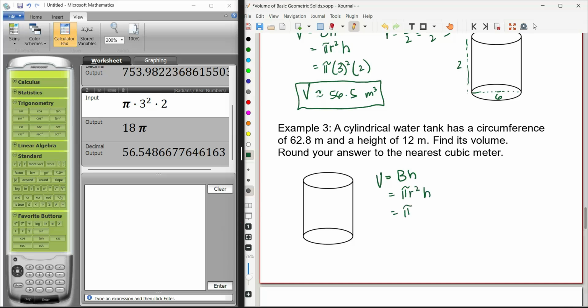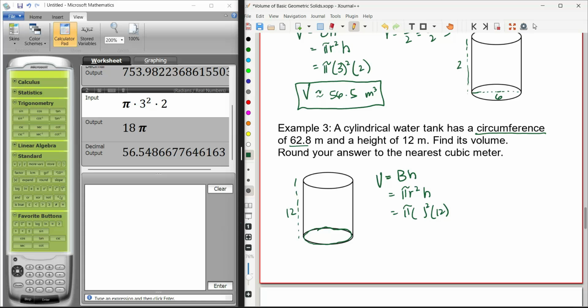So pi, what's our r? The r is not given. The height is given, that's 12. So we need to find the radius. And the given here is circumference, which is 62.8. So circumference is basically this. That's the measurement around the circle. So it's like perimeter in a polygon. But this is a circle, so we call that circumference.